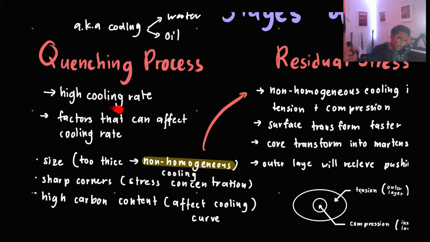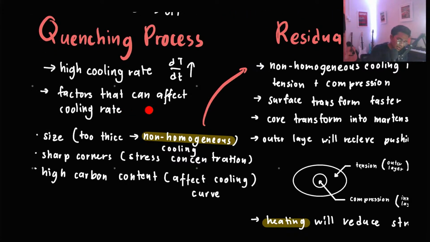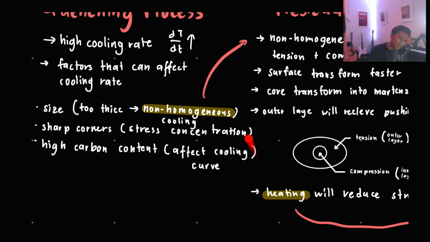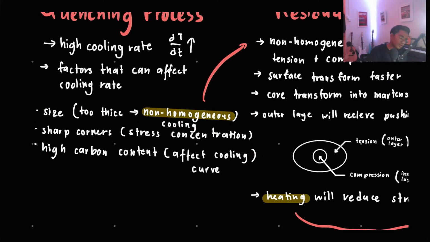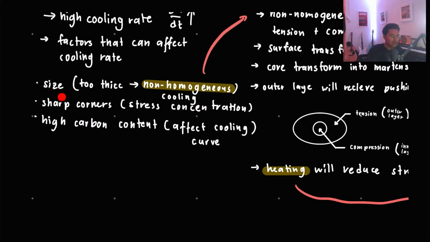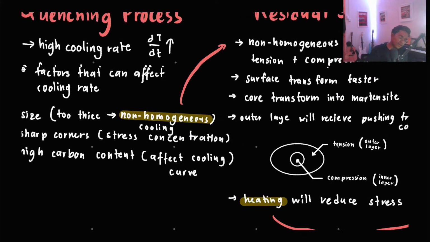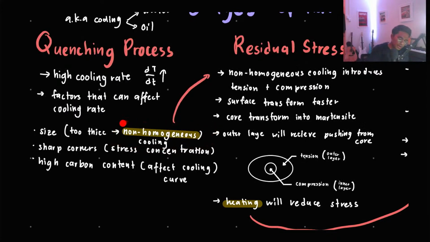So the quenching process is a high cooling rate, dT over dt is high. These are some of the factors that can affect the cooling rate, which Dr. Iswadi said about quenching. If the material has a big size, too thick, it would have non-homogeneous cooling. If you have sharp corners, you have stress concentration, and if you have high carbon content, it will affect the cooling curve. Okay, so non-homogeneous cooling.